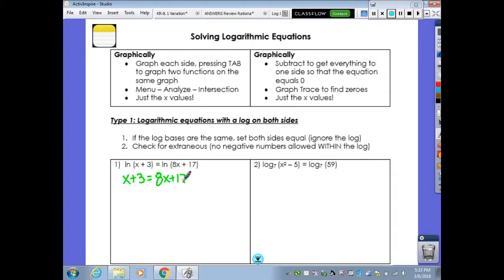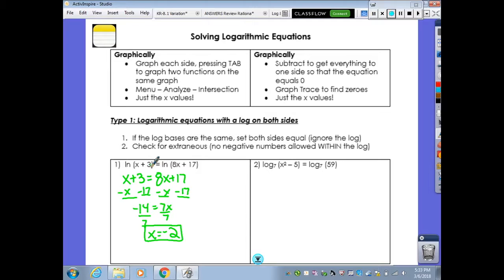And we solve. Bring the 17 over. We get negative 14 is equal to 7x. Divide both sides by 7. We get x is equal to negative 2 as our final answer. We check back in our original equation and make sure that this works. This doesn't make us have a negative within our log, and neither does this. When we do 8 times negative 2, that is negative 16 plus 17 is positive 1. Negative 2 plus 3 is positive 1, so it works.